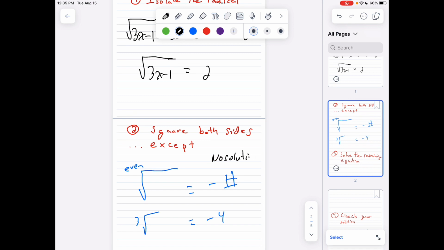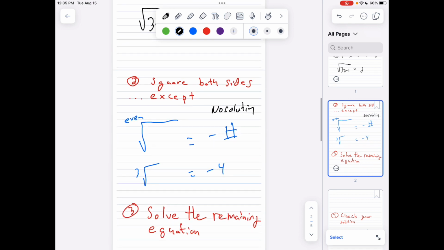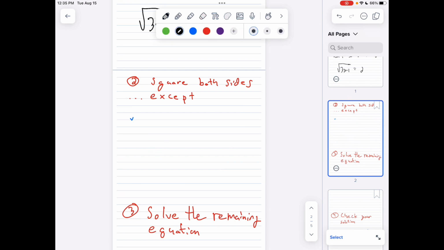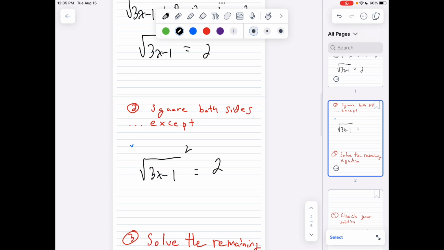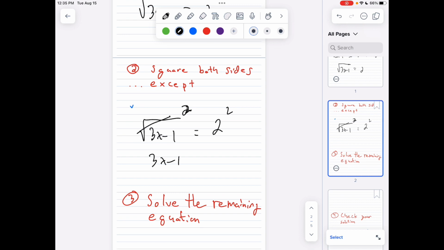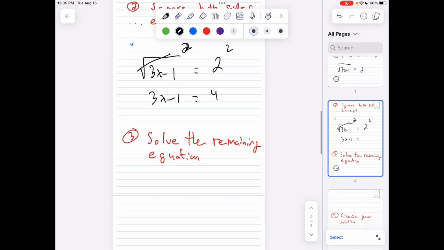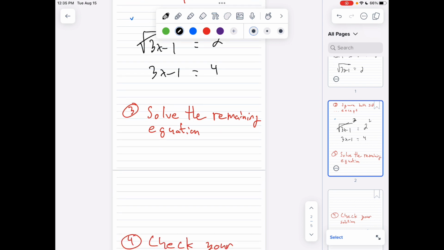All right. So in our case, let me square both sides. We do this essentially to get rid of the radical, because a square root and a square just goes away, and 3x minus 1 equals 4. And we'll go ahead and solve the remaining equation. So I'm going to add 1 to both sides. And you get 3x equals 5, so x equals 5/3.